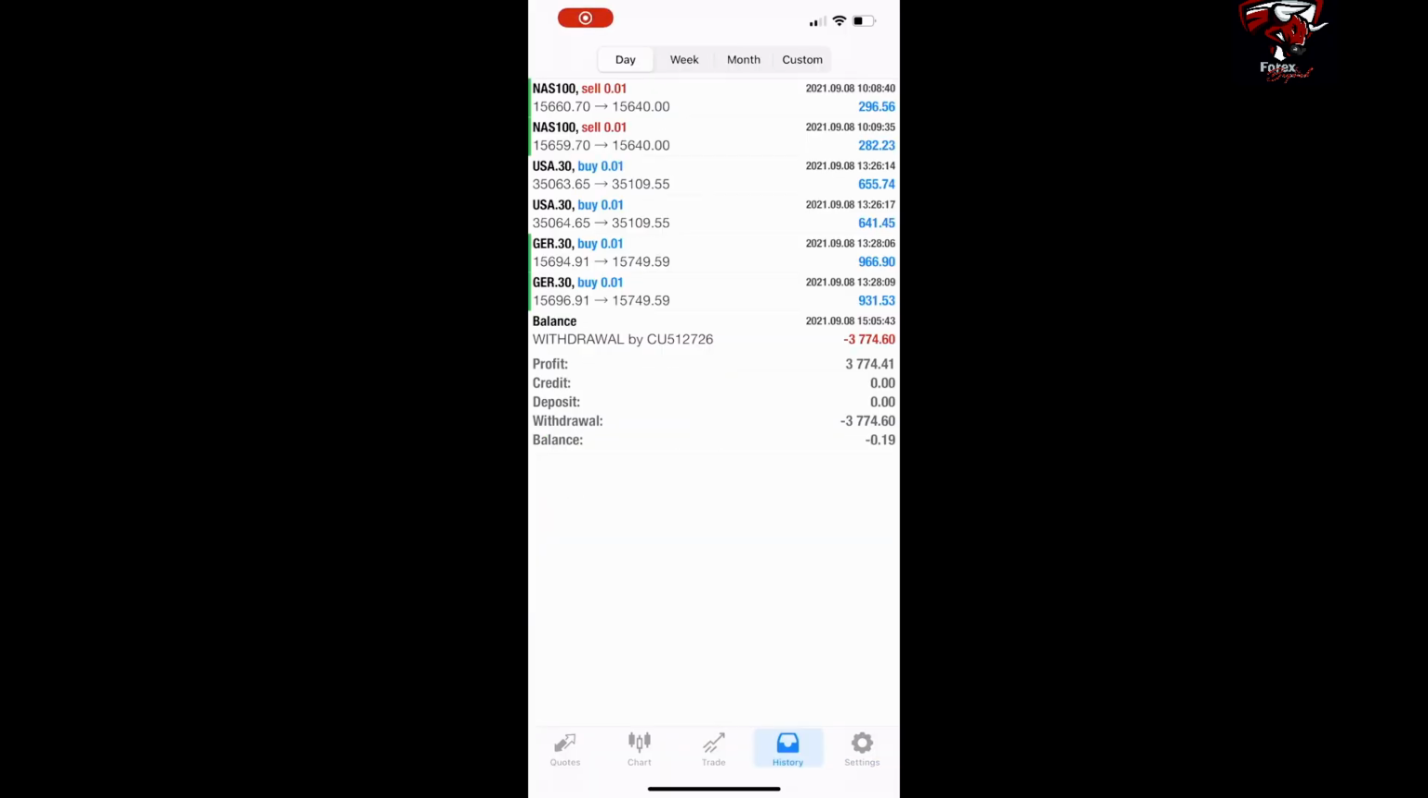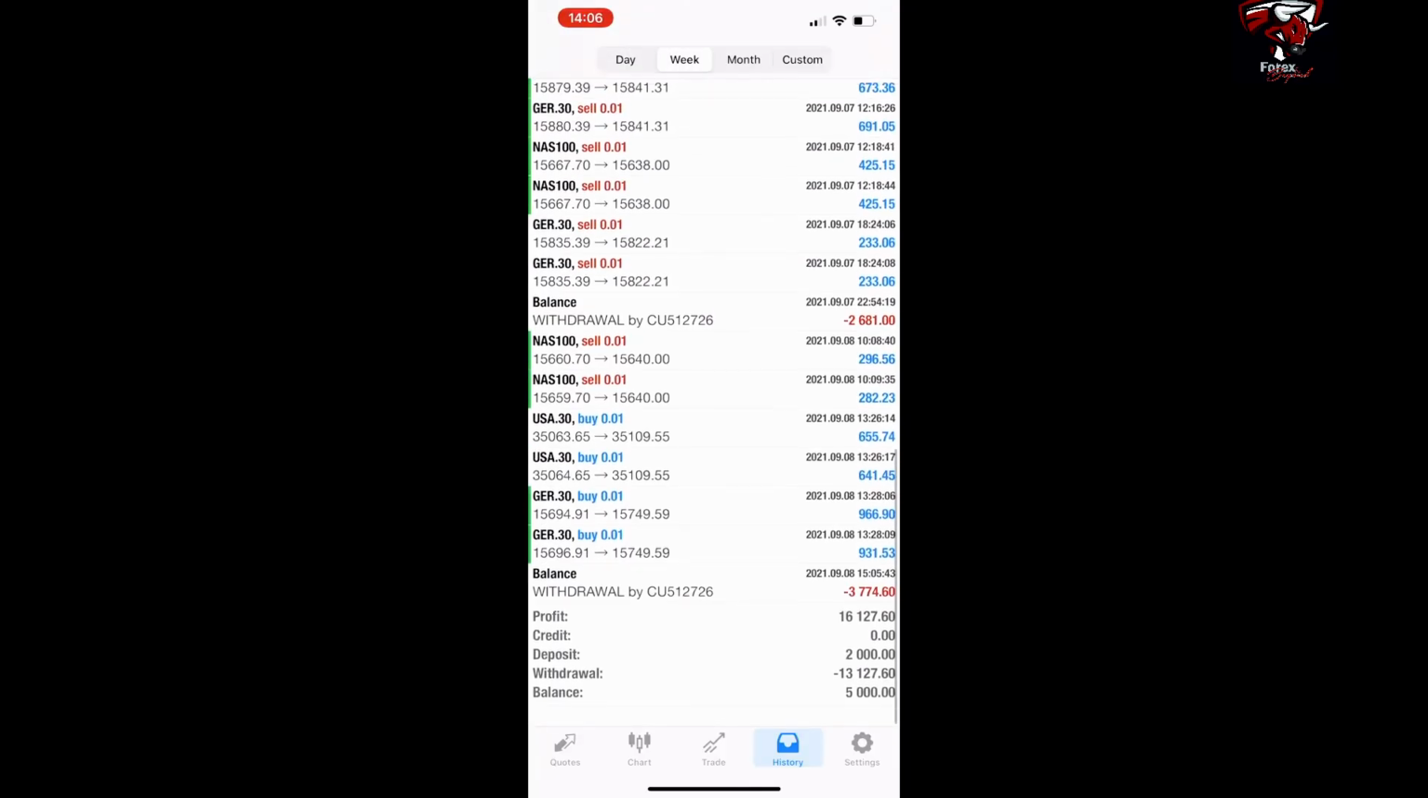And we're back again, guys. As you can see, I made my withdrawal. We actually made 3k today and I withdrew all of it. As you can see, I only left 5k. So basically that will be my base amount each and every day, guys.